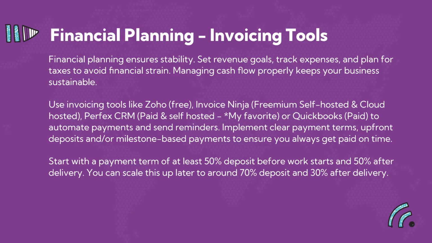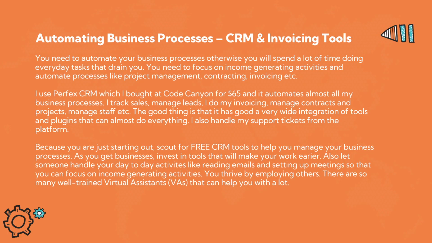You can start with a payment term of at least 50% and 50% after delivery. Later you can grow up to 70, 30, and grow up to, like me, 75, 25. So I need three quarters of the payment. Why? Sometimes clients can mess you up. So with my 75%, even if the client goes with my 25%, I've already made profit and I've already covered the cost of that business.